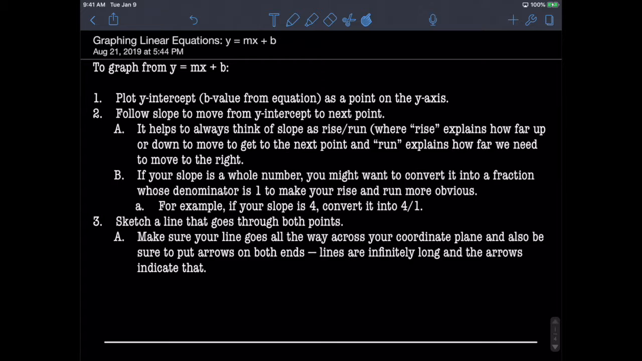The final step in this process is to sketch a line that goes through both points. Make sure that your line goes all the way across the coordinate plane and be sure to put arrows on both ends. Remember, lines are infinitely long and the arrows are going to indicate this to the people who are looking at our graphs. Okay, I think this makes us ready to try some examples.